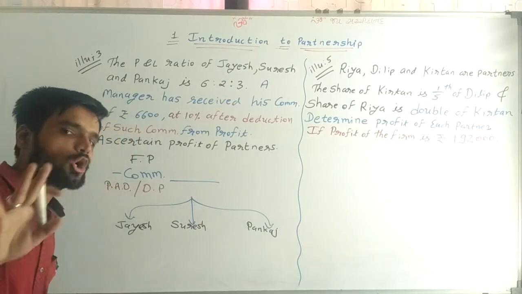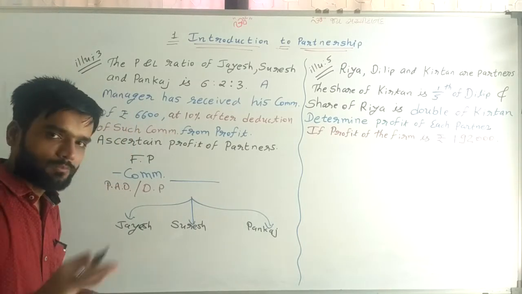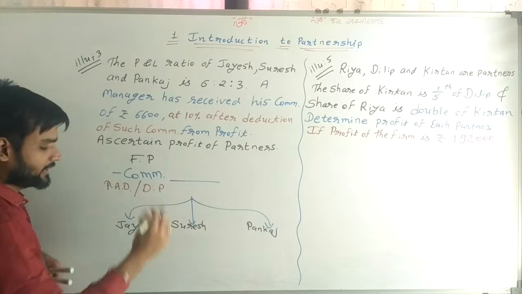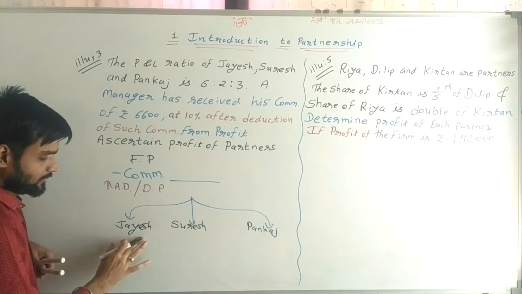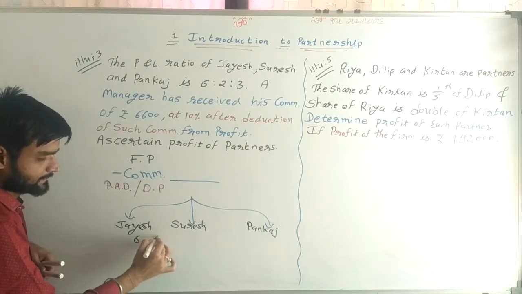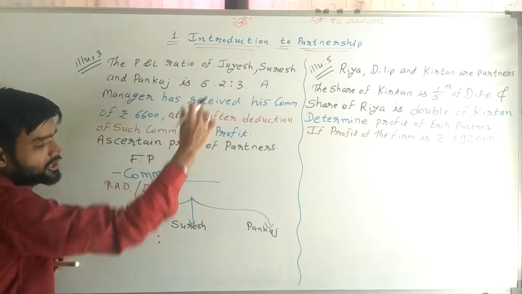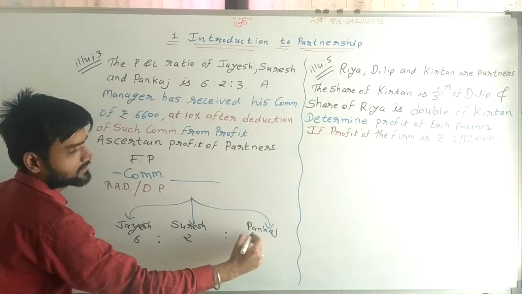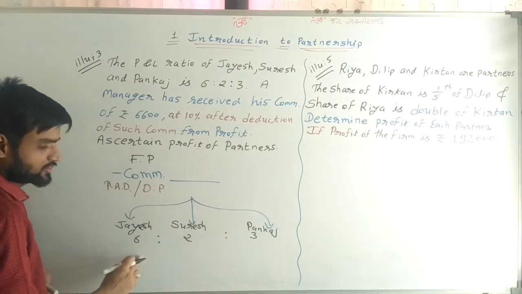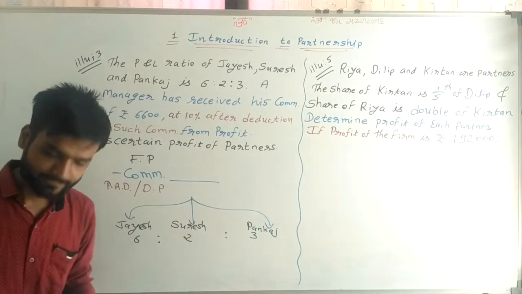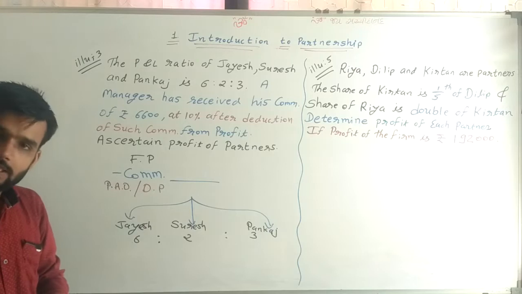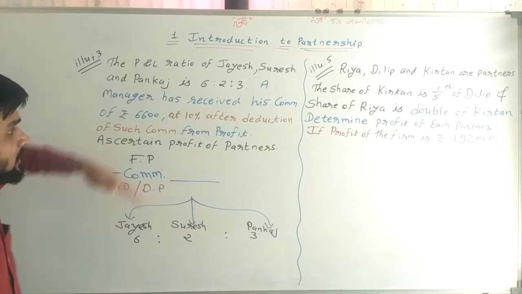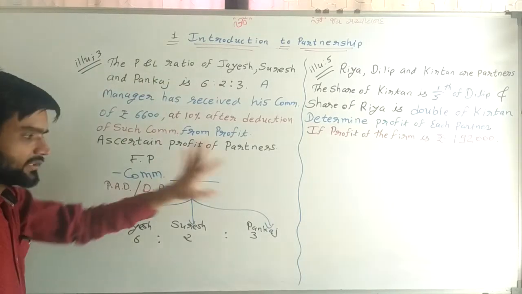And their P&L ratio is also given. So write it 6 to 3. Jayesh's ratio is 6, Suresh's ratio is 2 and Pankaj's ratio is 3. So 6, 2 and 3. Now read ahead. Up to this point we can write these things.